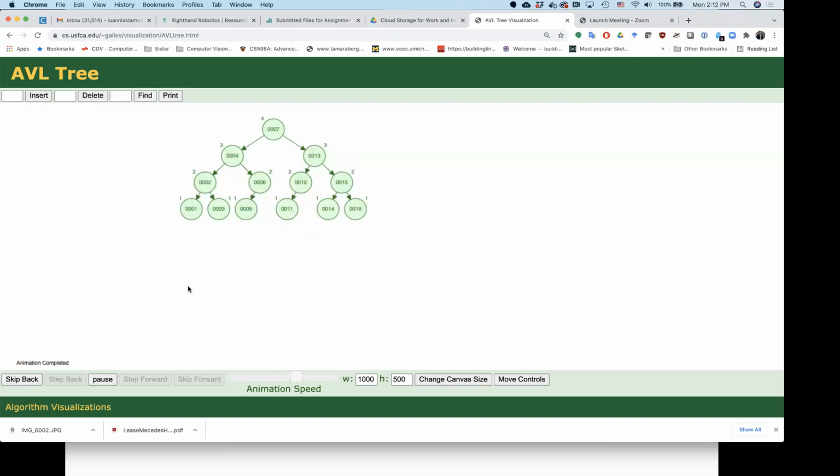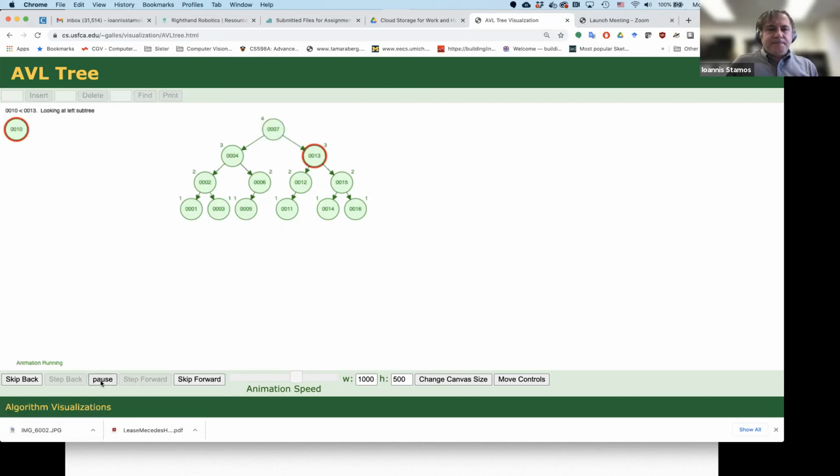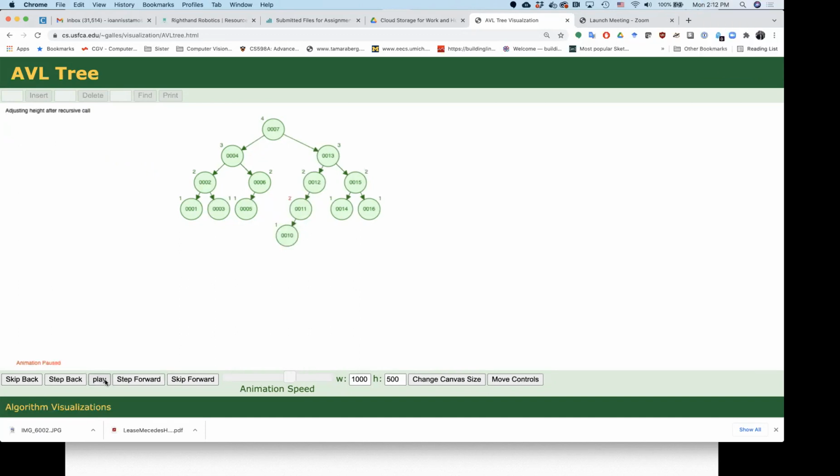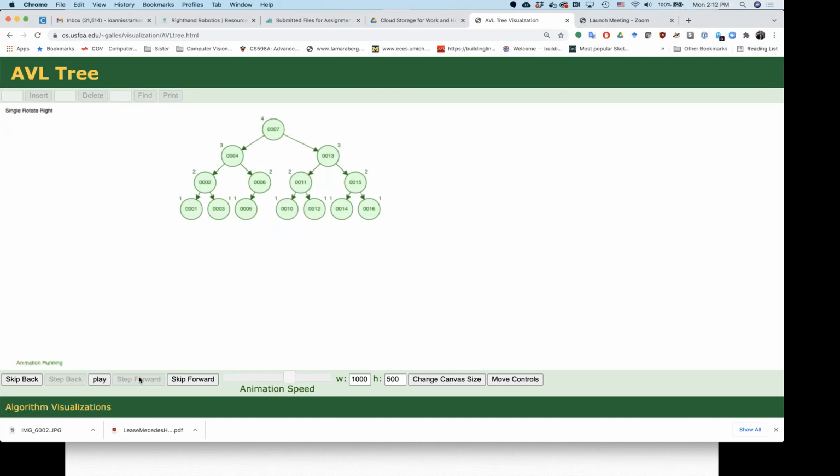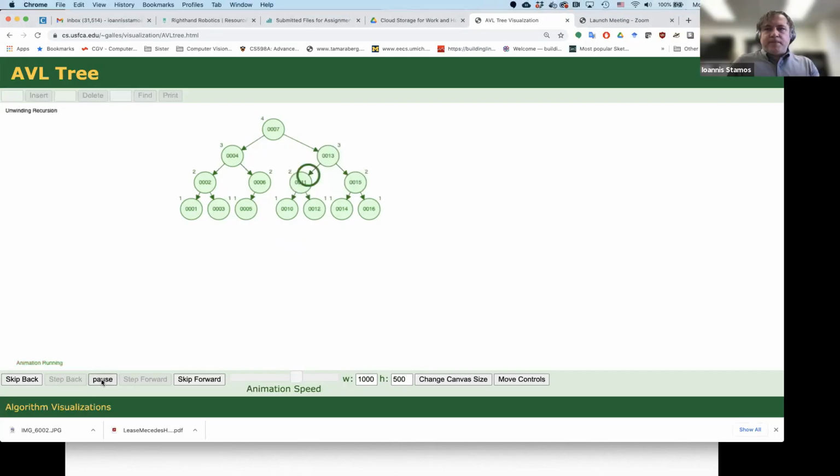Okay. And then we'll do 10, and then I think I will stop. Okay. Yeah, so violation at 12. Yes. Single rotation. Yeah, left. Okay. 8, 9. And I think, yeah, I want to show the code.